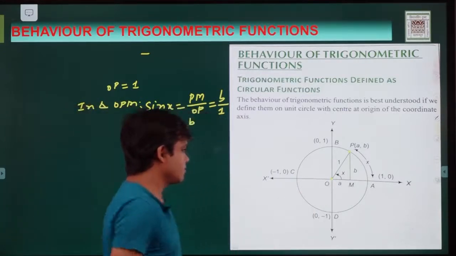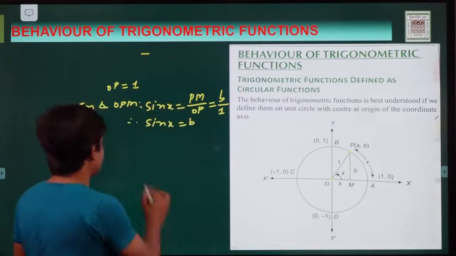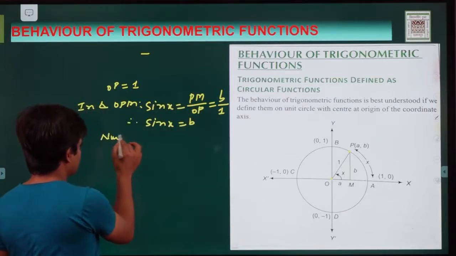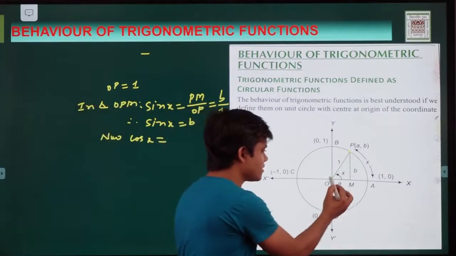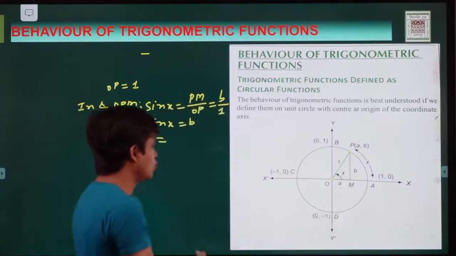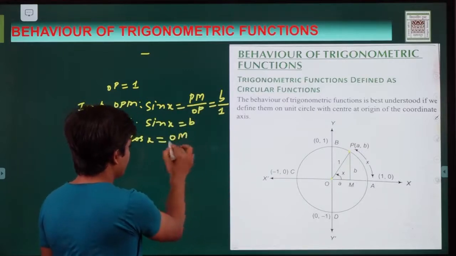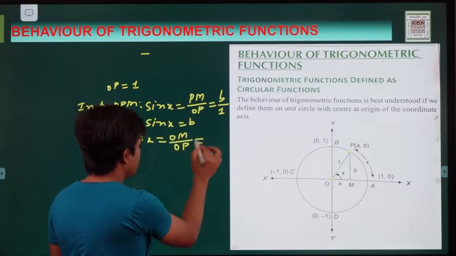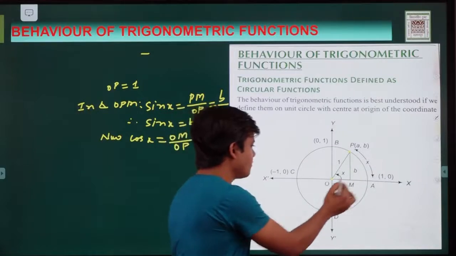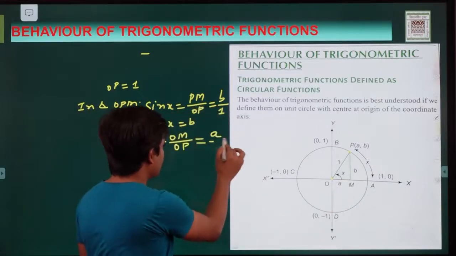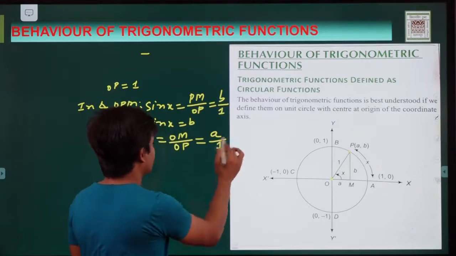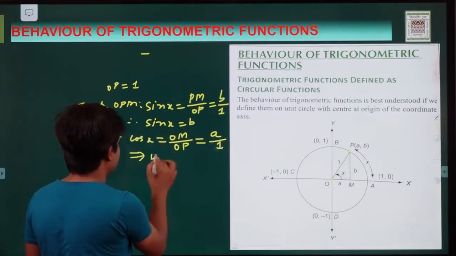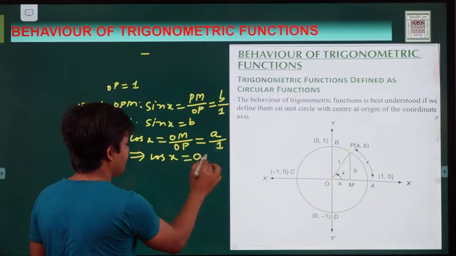In this triangle, we can also say about cos x. So what is cos x? Cos x is nothing but this base OM upon OP. OM upon OP. So what will be our OM? OM is A and OP is what? 1. So we will say what? Our cos x is equal to A.